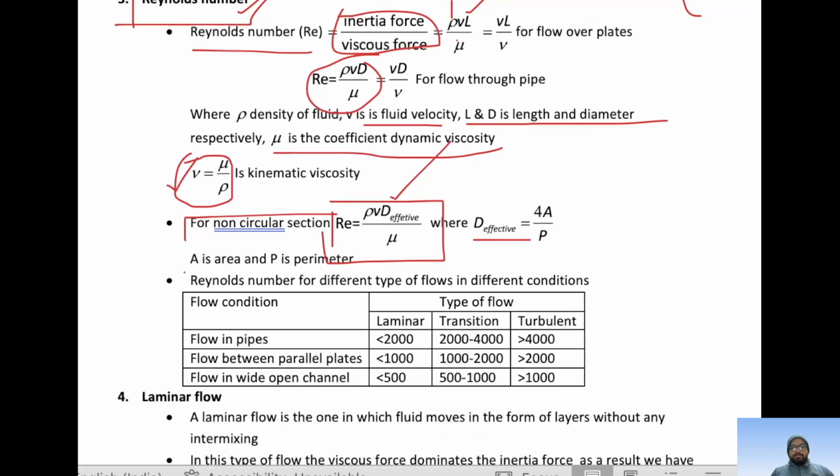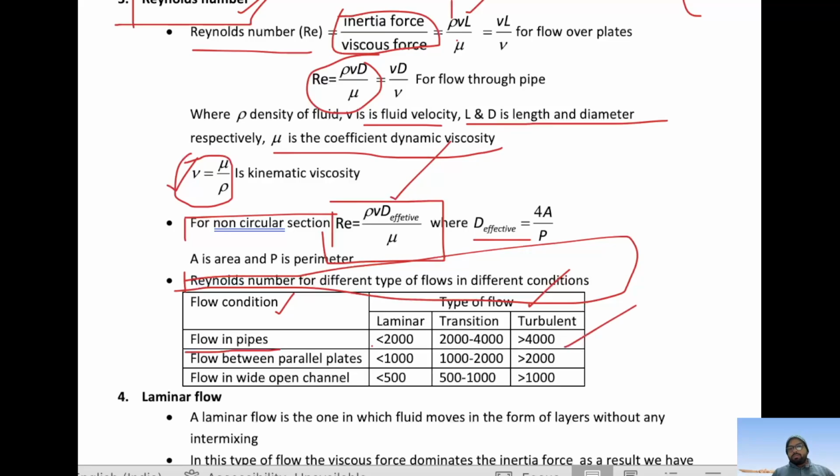Now we will know about the Reynolds number for different types of flow in different conditions. We have the flow condition and the type of flow. If the flow is in a pipe and the Reynolds number is less than 2000, then it is a laminar flow. If it is between 2000 and 4000, it is a transition, and above 4000 it is a turbulent flow.